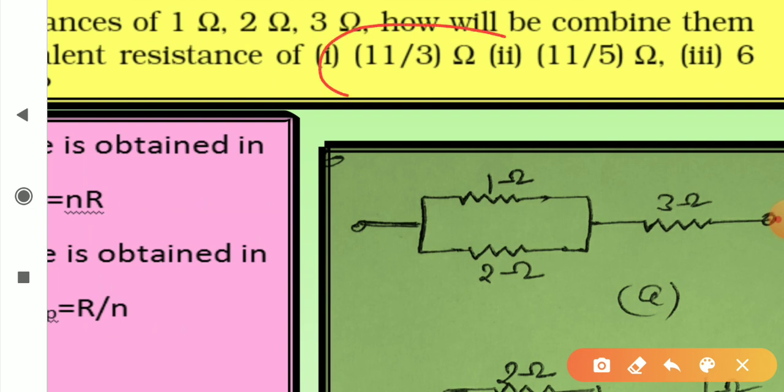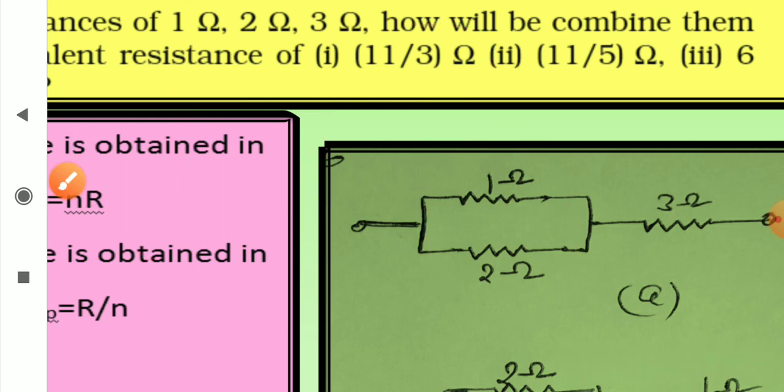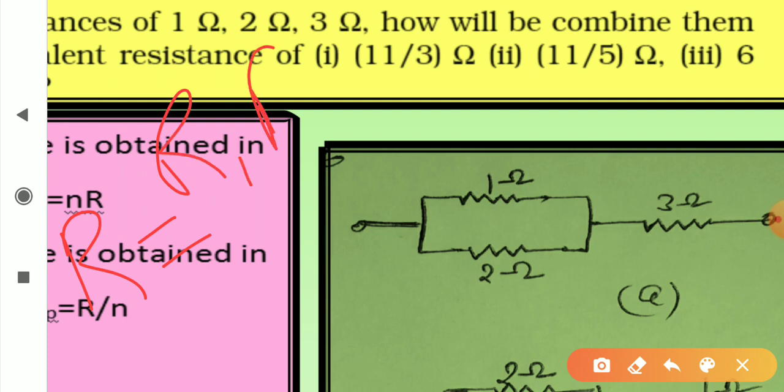First one is 11 upon 3, right? So for that, what I have done is I have connected 1 ohm and 2 ohm in parallel, and the third one is going to be in series. Now why I chose 1 and 2 only? You know that in this parallel combination, 1 upon R is 1 upon 1 plus 1 upon 2. If you take LCM and take reciprocal, the resultant of two parallel resistances is always R1 R2 upon R1 plus R2.